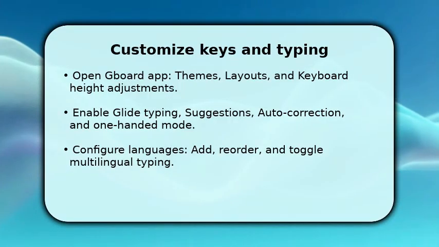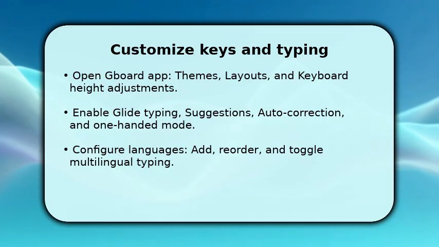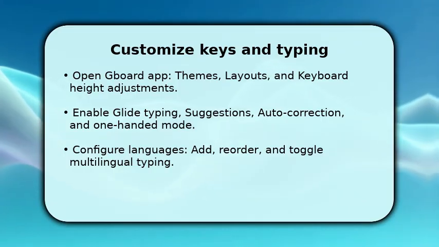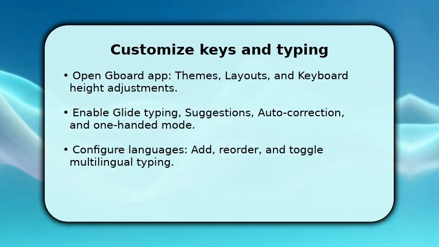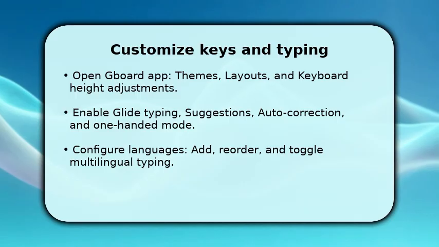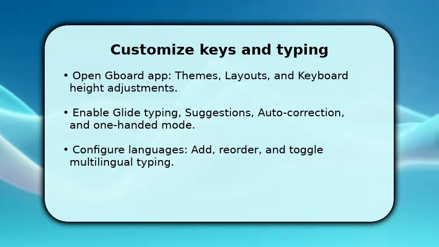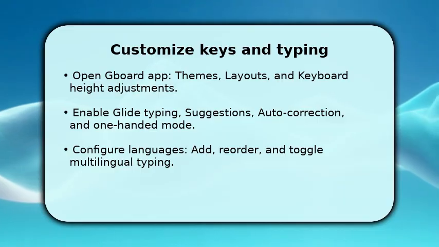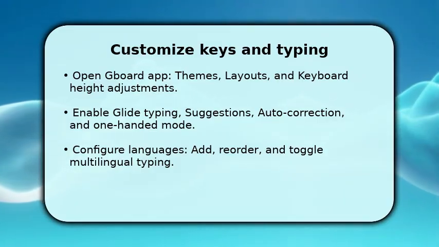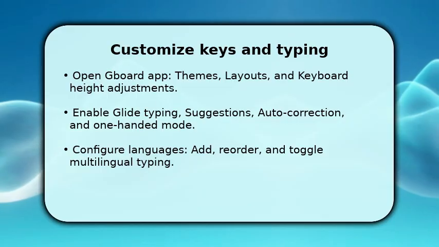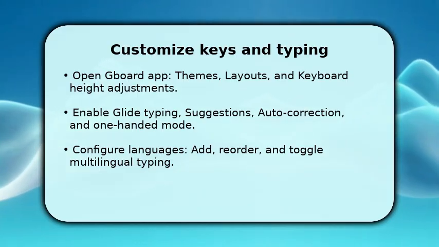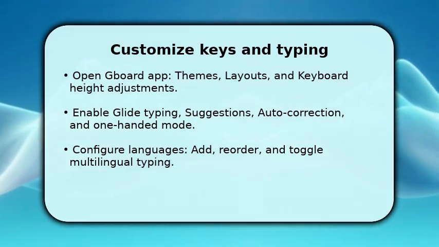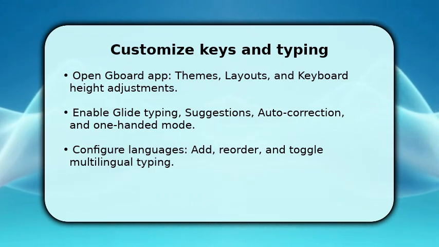Now you fine-tune how Gboard types and looks. Open the Gboard app to access themes for contrast or dark mode, choose layouts to change key size, and adjust keyboard height for comfort. Enable glide typing for swiping words, turn on suggestions and autocorrection for faster entry, and activate one-handed mode when needed. For multilingual users, add languages, reorder them, and toggle multilingual typing so predictions work across languages. Make sure to test in a messaging app to confirm responsiveness and preferred settings.